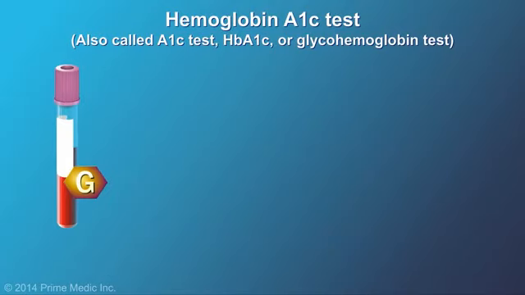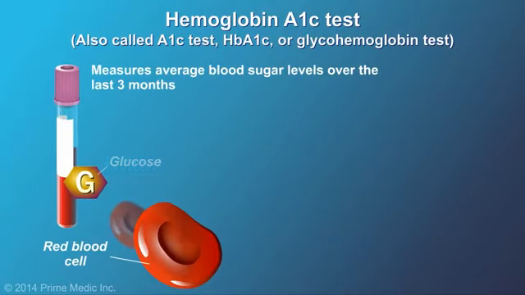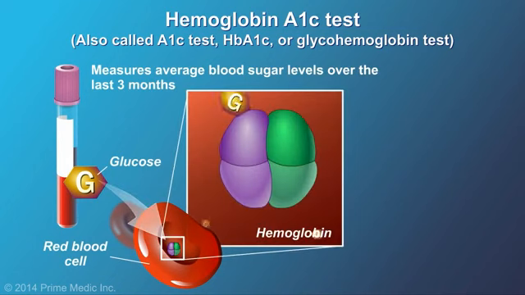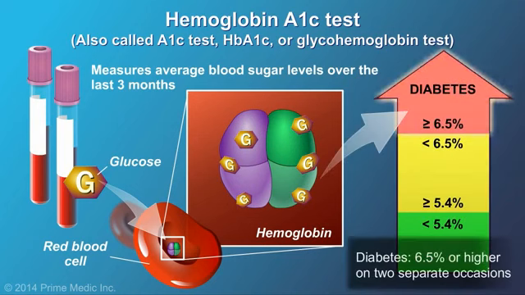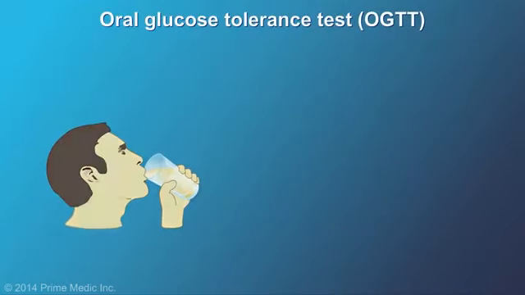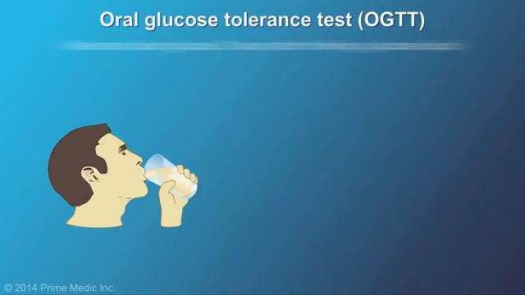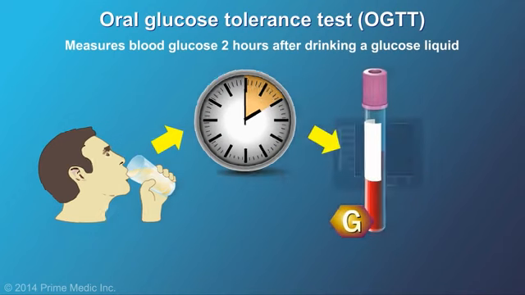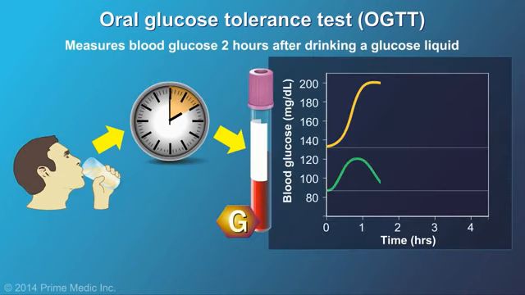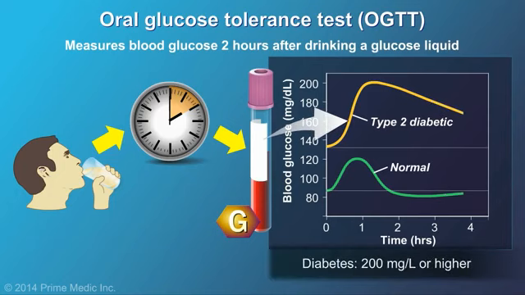A second test measures hemoglobin A1C, which is an estimate of average blood glucose levels over the last 3 months. Diabetes is diagnosed when an A1C is 6.5% or higher on 2 separate occasions. Another test is the oral glucose tolerance test, or OGTT. This test measures your blood glucose 2 hours after drinking a glucose liquid. Diabetes is diagnosed when the glucose tolerance test level is 200 milligrams per deciliter or higher.